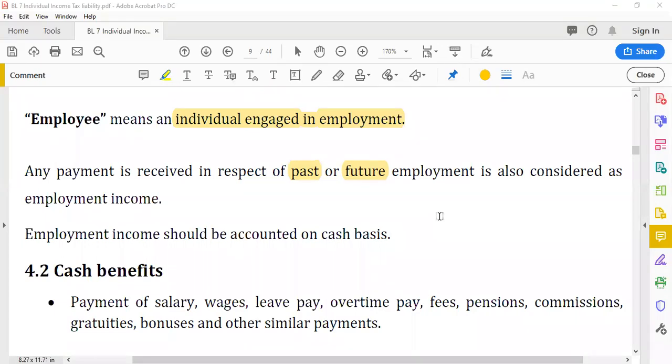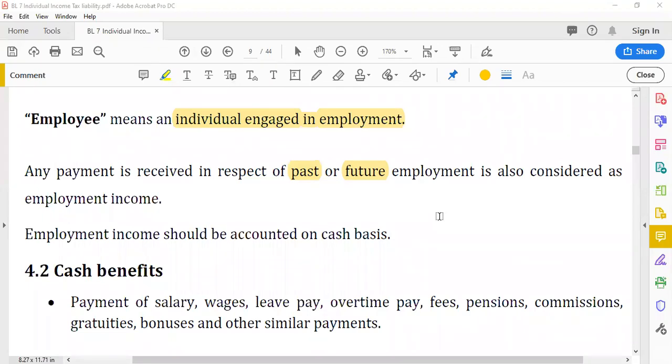Who is entitled to get a festival advance? A person who is currently working in that office, right? He has some expenditures during the festival season. To accommodate that kind of expenses, the organization will give an advance payment. That is not future employment. Future employment means he is not getting employment in that office, but anyhow he is getting a benefit.